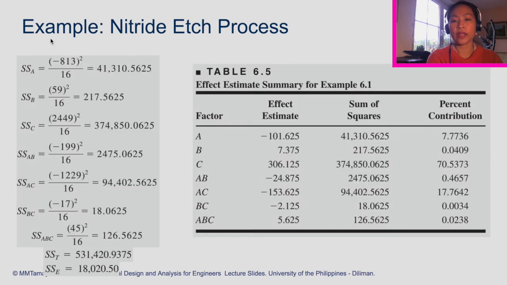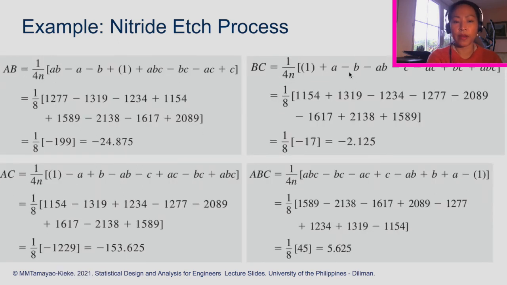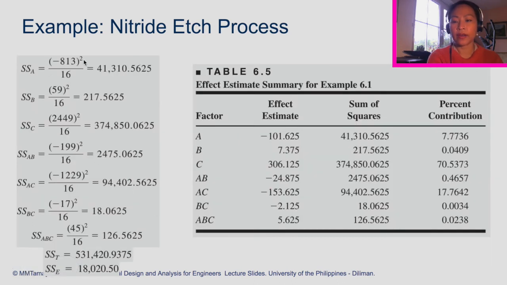All right, and as you know, to compute the sum of squares, we just get the contrast, which is in the brackets, square that and divide by 8n. So for example, SSA is equal to negative 813 squared divided by 16, and that is equal to this value here.